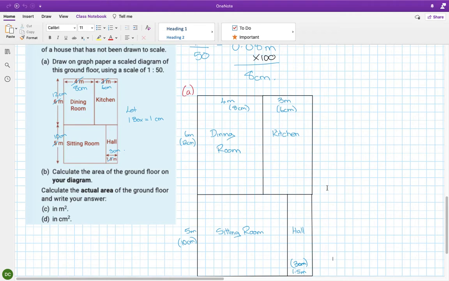So part B is to calculate the area of the ground floor. So you're calculating each one of these, and I'm assuming calculate the area of the ground. Oh, on my diagram, sorry, calculate the area on my diagram. So this bit is 8 centimeters by 12 centimeters. I'll do that now. This bit is 6 centimeters by 12 centimeters. We'll do that.